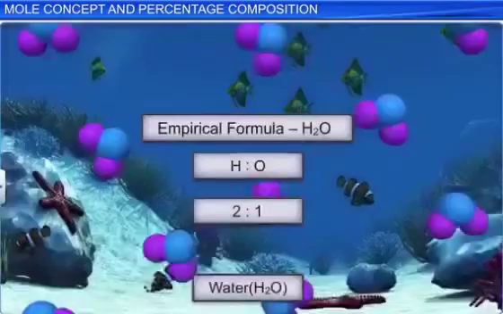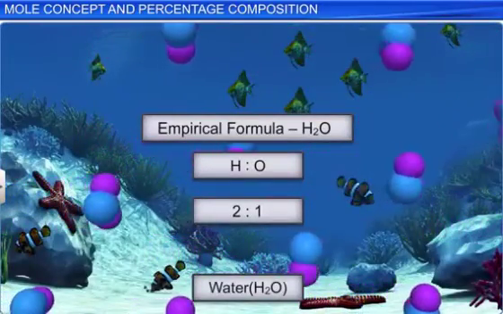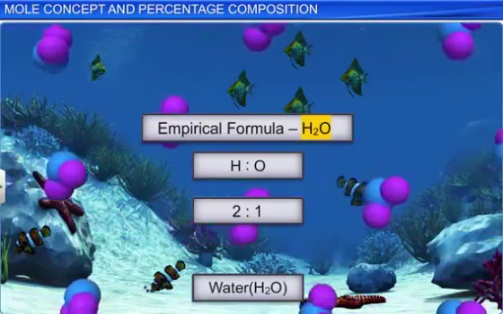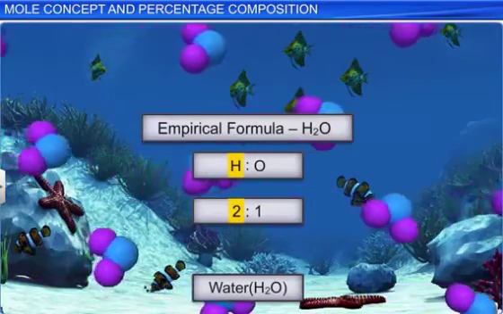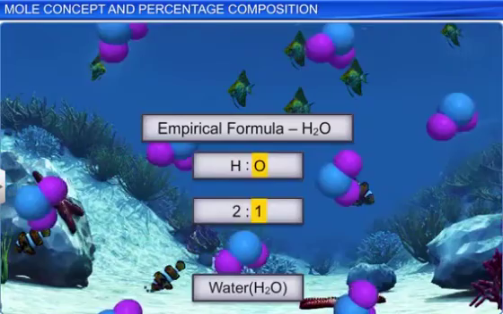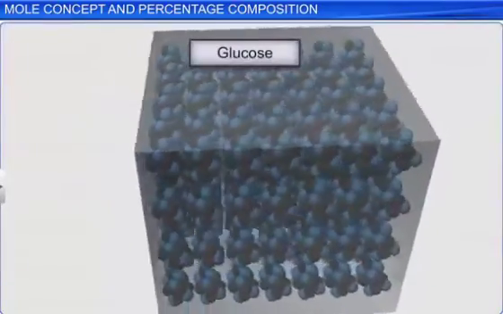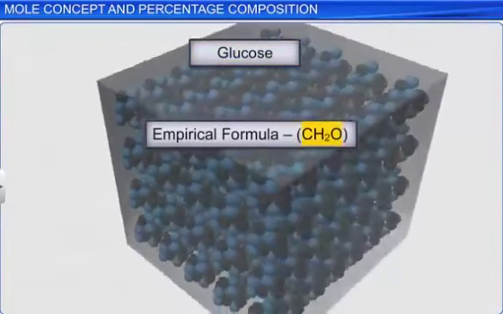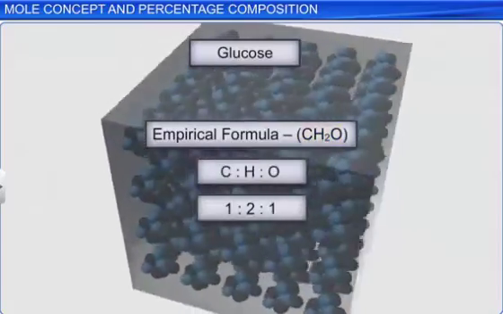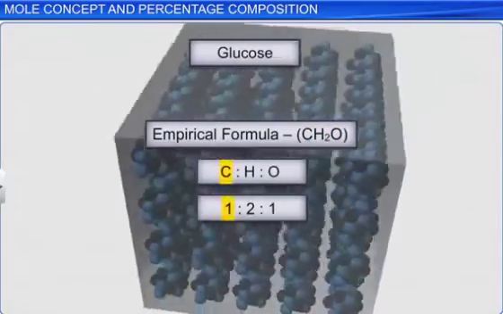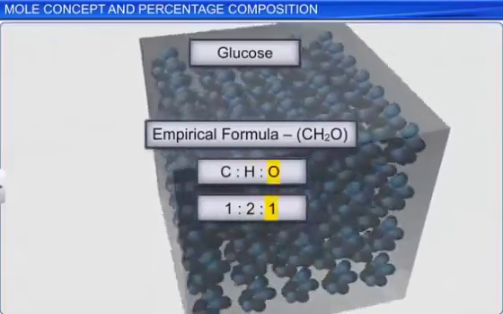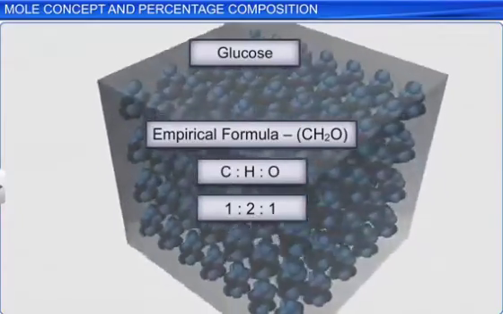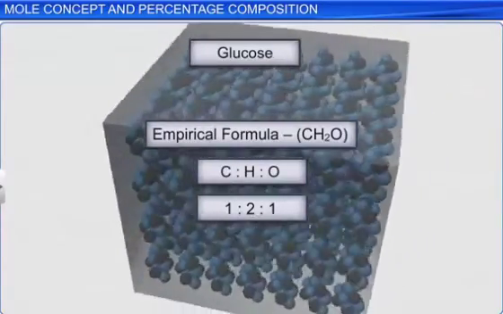For example, the empirical formula of water is H2O. This indicates that in water, 2 hydrogen atoms are present for each oxygen atom. Similarly, the empirical formula of glucose is CH2O. This indicates that there is 1 carbon atom for every 2 hydrogen and 1 oxygen atoms. Note that the empirical formula only indicates the atomic ratio of the elements present in one molecule of the compound.